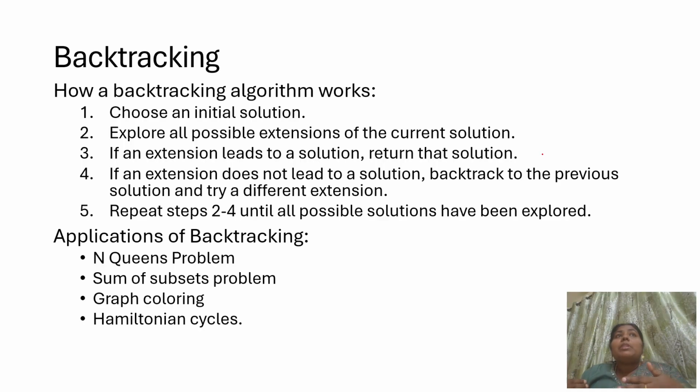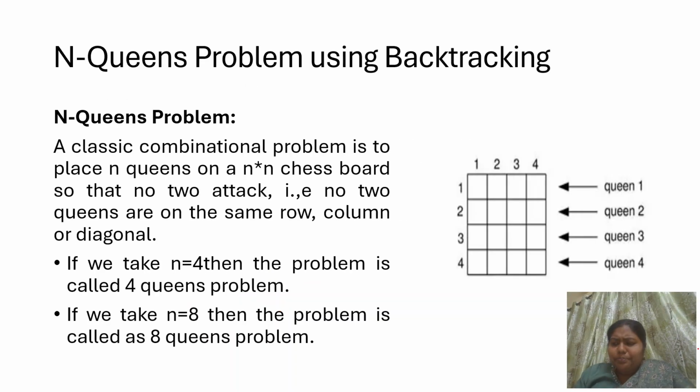Some problems do not have a single solution; they can have multiple solutions. To reach these multiple solutions, we try different options. Some applications of backtracking are the N Queens problem, the sum of subset problem, the graph coloring problem, and the Hamiltonian circuit problem. In this video, I am going to explain the concept of the N Queens problem.